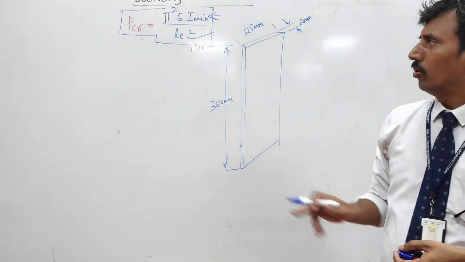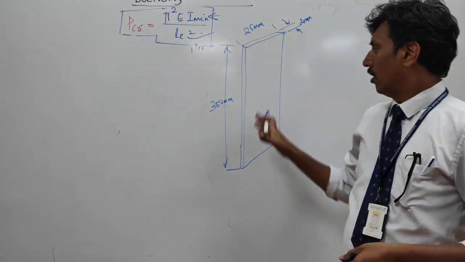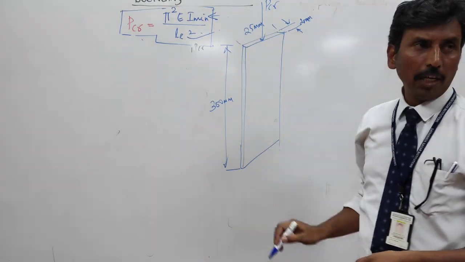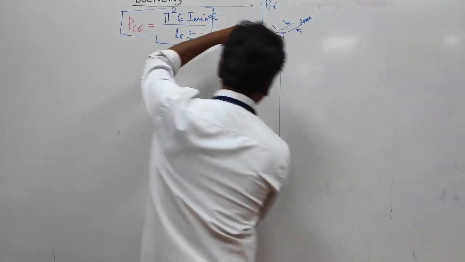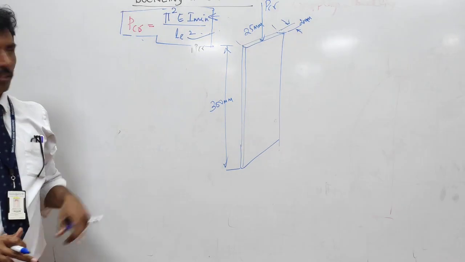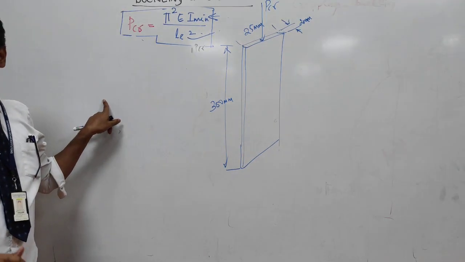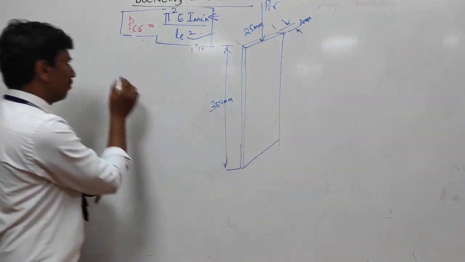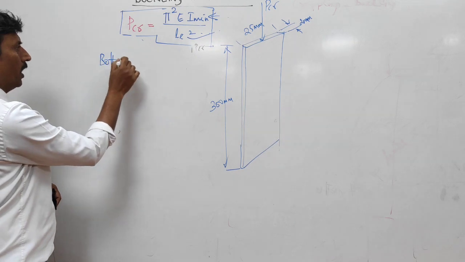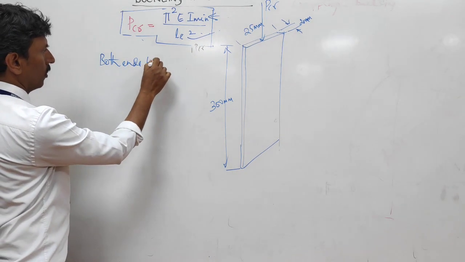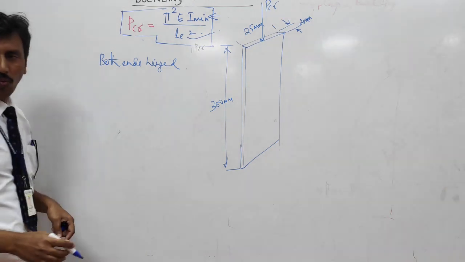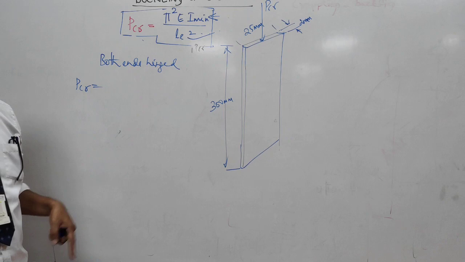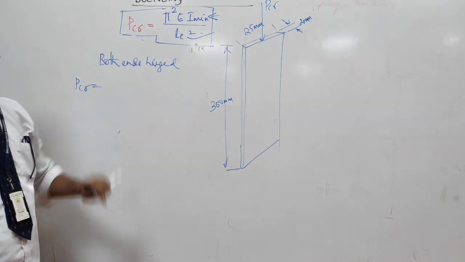Okay. Now the scale will give you different crippling loads based on how you are holding it. What is the first case of holding that we saw? Both ends hinged. So let us see if this scale has both ends hinged, what will be the maximum load it can take, which is given by PCR, which is pi square E I minimum divided by L square.